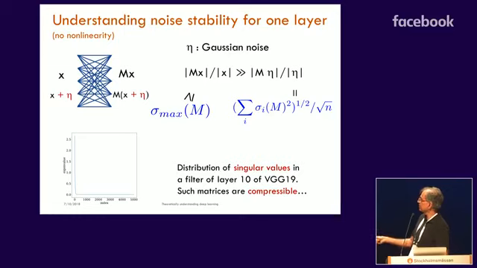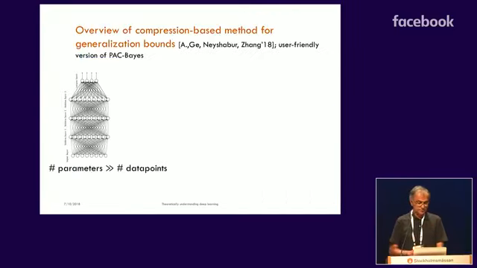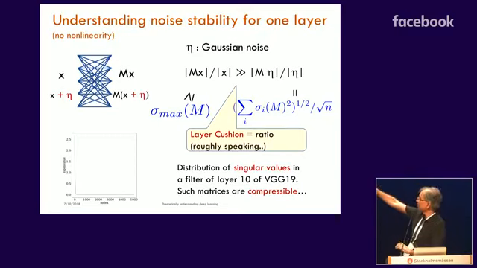And indeed, here's a filter in layer 10 of VGG19, and you see that the singular values are very concentrated. So there are a few large singular values, and most of them, thousands of them, are very close to 0. Notice that they are close to 0, but they are not 0, okay? So there are 5,000 of them, so they may still contribute a lot to the norm, but there are very few large singular values. Okay, so this is called the layer cushion in our theory, this ratio. In theory, it's also sometimes called stable rank, which is a continuous relaxation of rank. If you didn't understand that, don't worry about it. There's some parameter, layer cushion, for the layer.